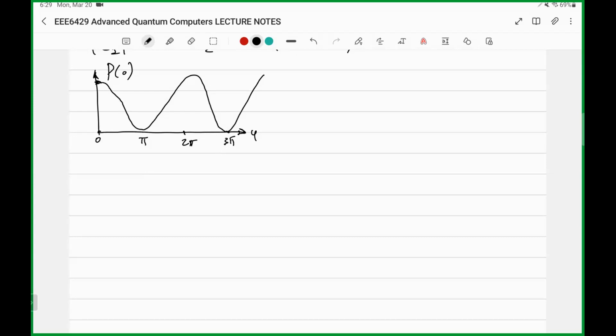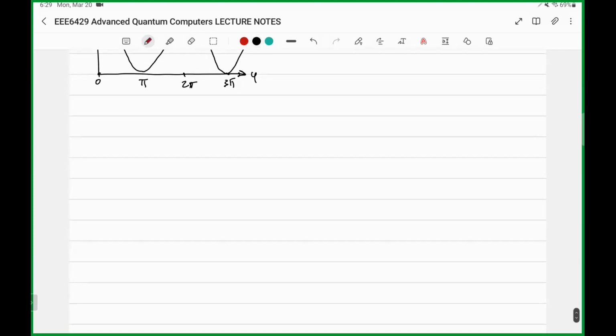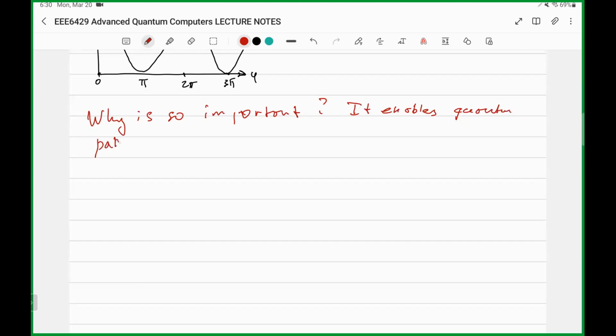And finally, let's discuss why it's so important. Well, the answer is that it enables quantum parallelism in computation.